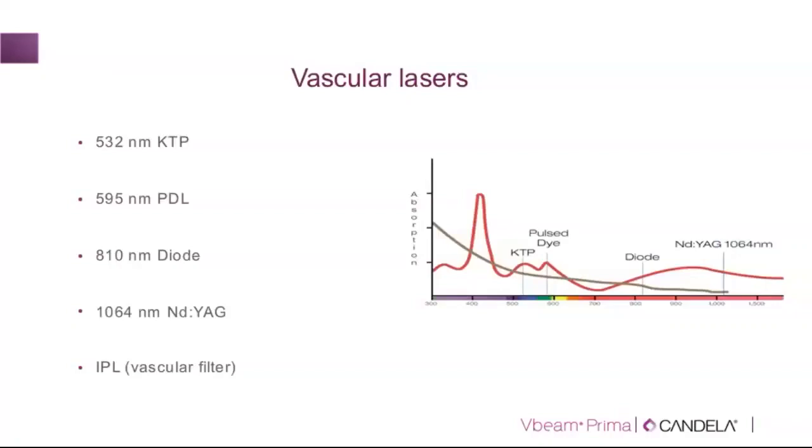A bit of introduction with regards to the vascular lasers and the device that we were going to be talking about. These are the wavelengths that we generally tend to use for vascular purposes. One of the common ones is the 532 KTP. The 595, the PDL, is the gold standard vascular laser that is currently used, as well as some devices that have a diode, and of course the Nd:YAG that we will also be discussing.